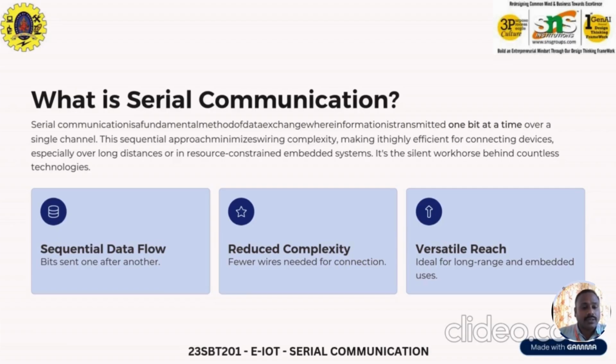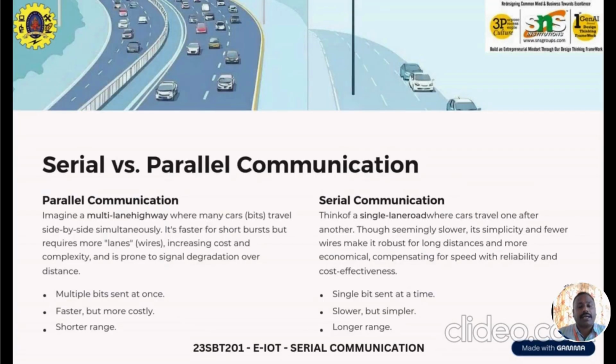Bits are sent one after another. Then the next one is reduced complexity, fewer wires needed for connection. Then versatile reach, ideal for long range exchange uses. So these are the three things which should be progressed in serial communication: sequential data flow, reduced complexity, and versatile reach. The next thing is serial versus parallel communication.